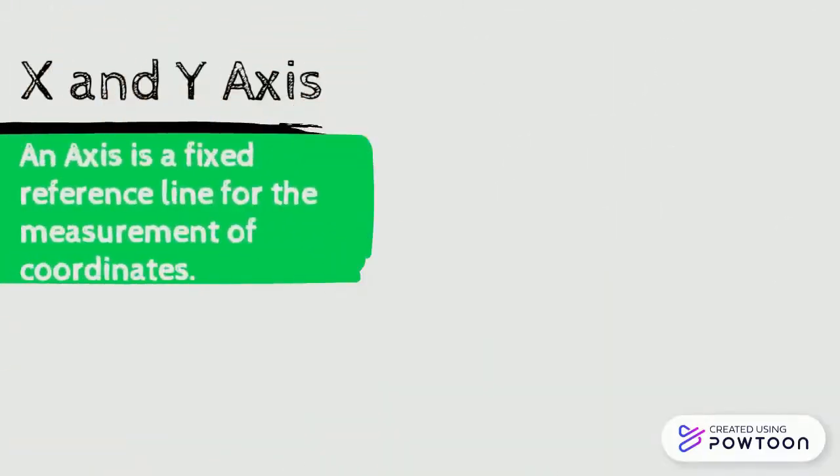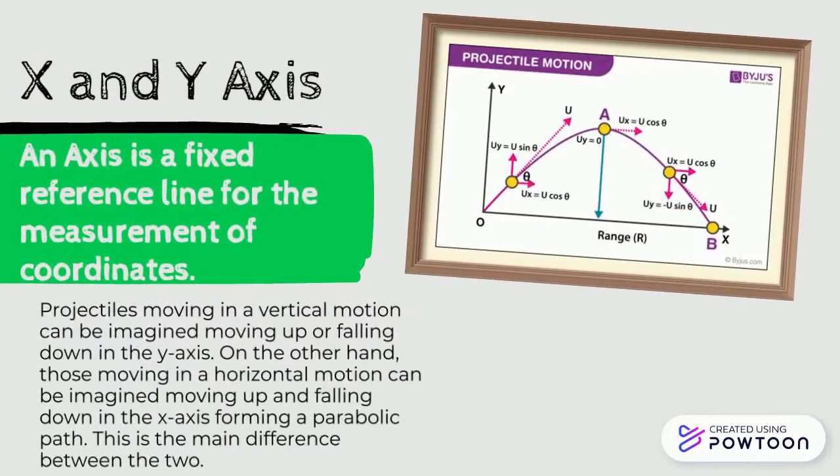X and Y axis. An axis is a fixed reference line for the measurement of coordinate. Projectiles moving in a vertical motion can be imagined moving up or falling down in the y-axis. On the other hand, those moving in a horizontal motion can be imagined moving up and falling down in the x-axis, forming a parabolic path. This is the main difference between the two.